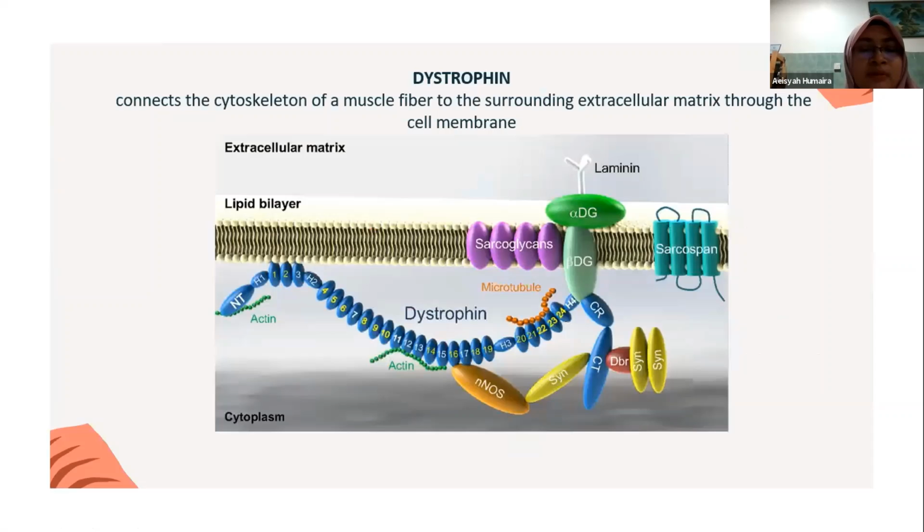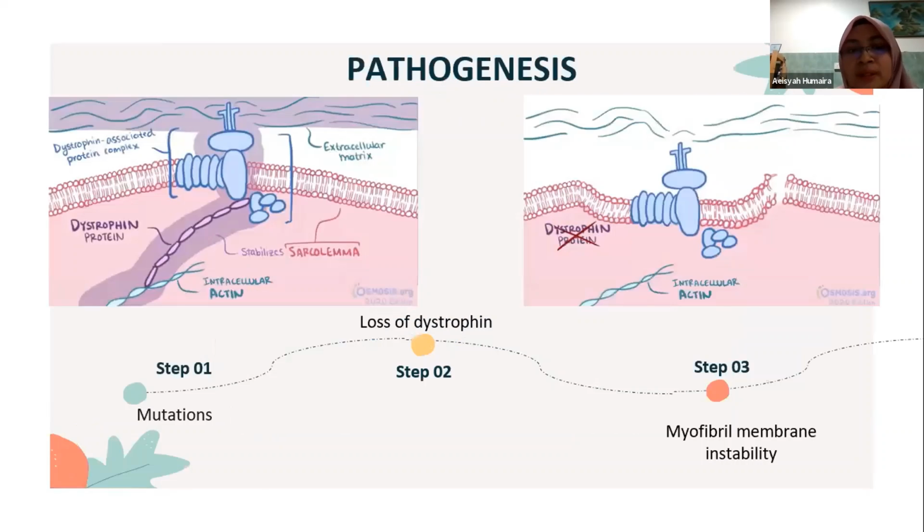So for the dystrophin protein, why is dystrophin protein important? Because it connects the cytoskeleton of the muscle fiber to the surrounding extracellular matrix through the muscle membrane. Okay, so what happens in Duchenne muscular dystrophy is there is total loss of the dystrophin. So when absent, it will lead to myofibril membrane instability, as you can see in this picture.